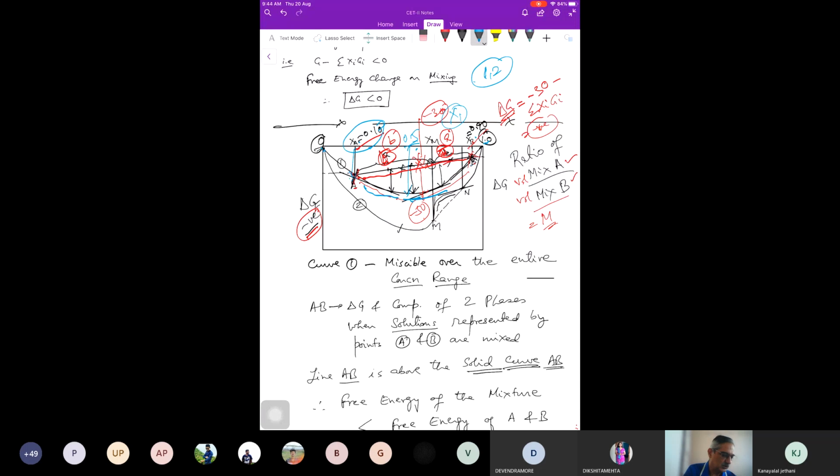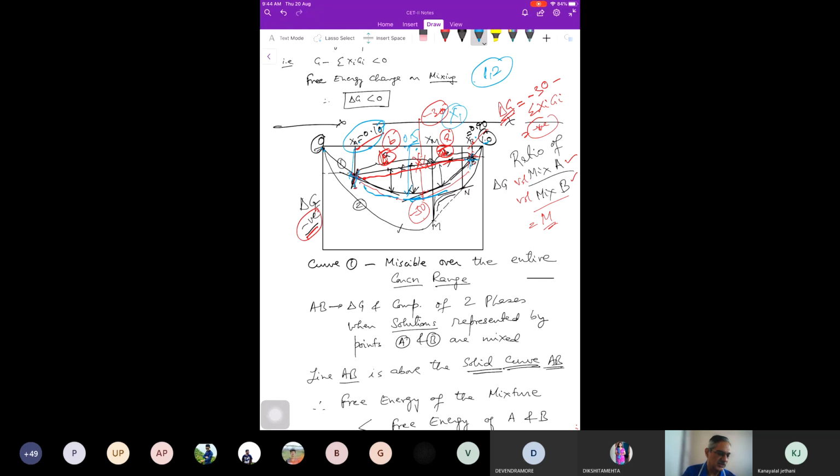But if I take two solutions A and B and I mix them together, suppose, while making tea, we take tea and water and add milk to it, right? So milk has a certain composition. It has some proteins, some water, right? If I mix it with water, the composition of the mixture changes, right? So the same thing will happen here. Suppose I take two solutions and mix them together. What will be the composition of the resulting solution? That's what this line AB is going to show.